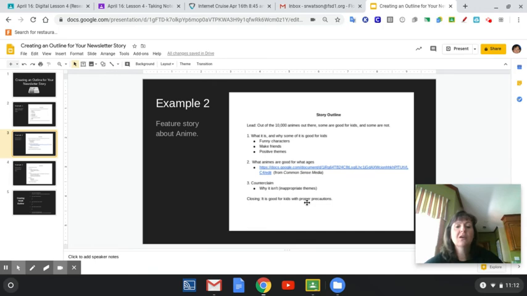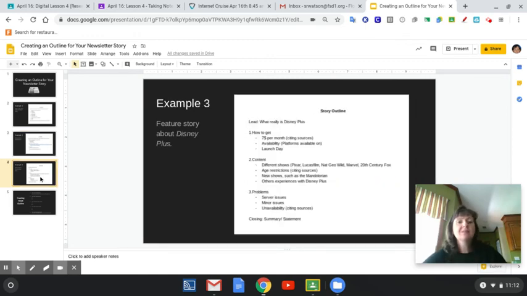The last example I have for you is another feature story about Disney Plus. When Adam wrote this story, Disney Plus was a new thing. So he was going to start the story by giving a brief description of what Disney Plus is. He wanted to spend his first body paragraph talking about how you get it, and you'll see his details: the cost, the platforms it is available on, and when it was launched and available.